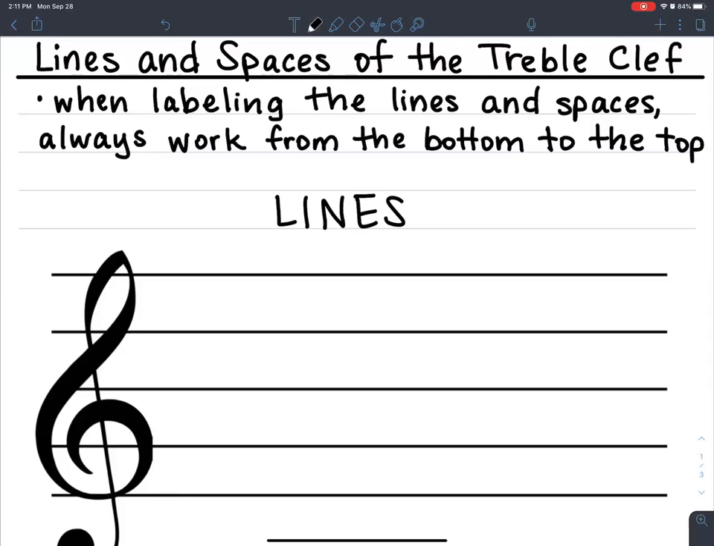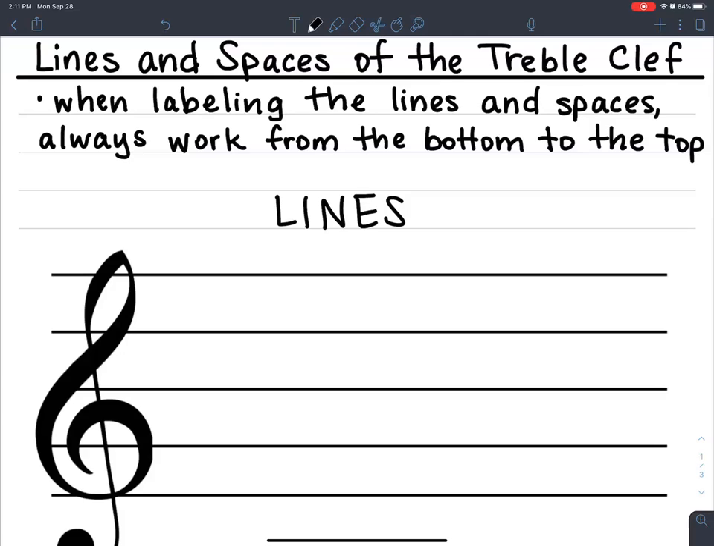Everybody, let's get started with our next unit, which is talking about the lines and spaces of the treble clef. Now we're really starting to get into how music works, right? We know about pitch, and we know now that a higher frequency sound wave is going to give us a higher pitch, right? And we know that a lower frequency sound wave is going to give us a lower pitch. But what do high and low pitches sound like in music?